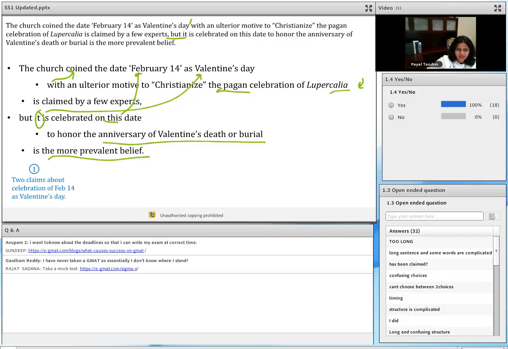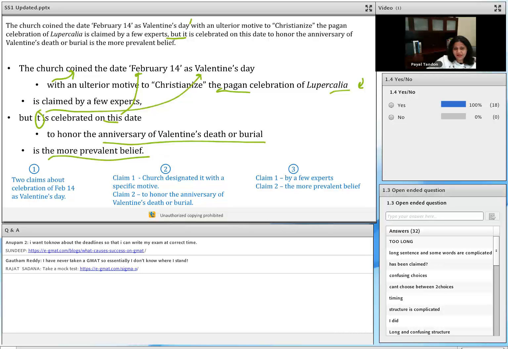There are two claims about the celebration of Feb 14th as Valentine's Day. Claim 1 is that the church designated it with a specific motive. Claim 2 is that it's celebrated to honor the anniversary of Valentine's death. Third part is that claim 1 is claimed by a few experts. Claim 2 is the more prevalent belief.